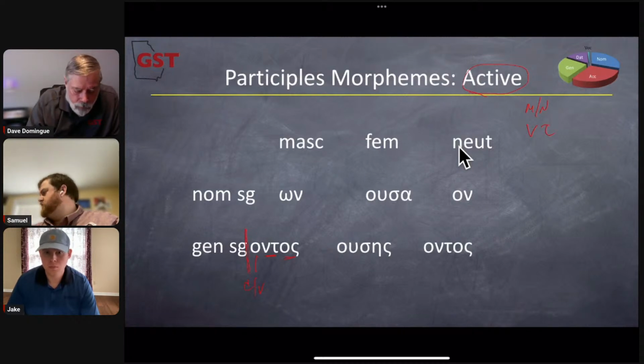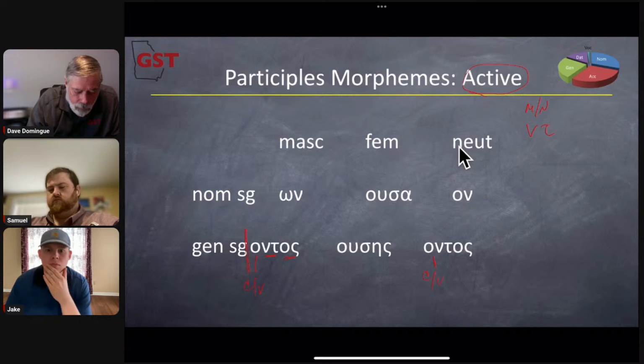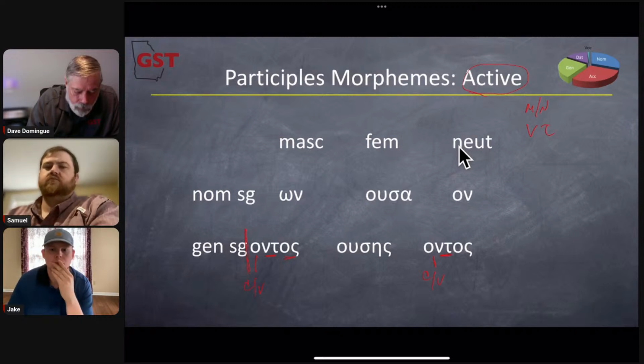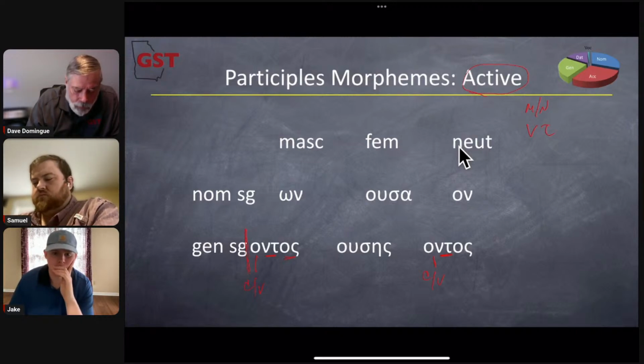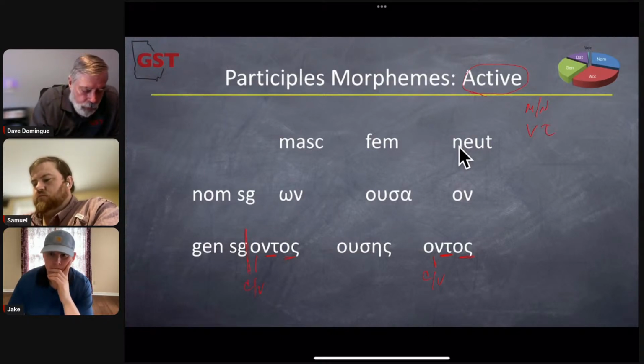And so then we'll skip the feminine for now. There's our connecting vowel. There's our participle morpheme. And there's our case ending in the genitive. Looks very familiar. Let's start with here.